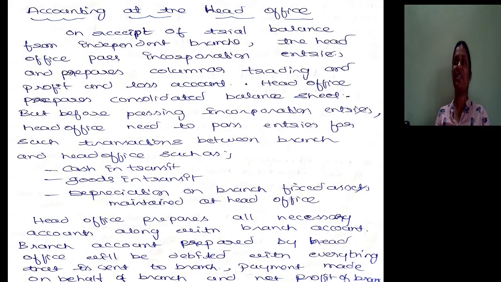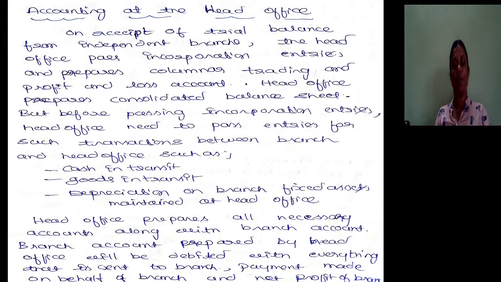What are adjustment entries? Entries required to be passed particularly for such transactions for which no entries have been passed so far. Transaction here means transaction between branch and head office. Usually these are cash in transit, goods in transit, and depreciation on branch fixed assets maintained at the head office. For all these types of transactions, entries might not have been passed, so we need to pass entries first. Then head office needs to incorporate the trial balances of various independent branches.